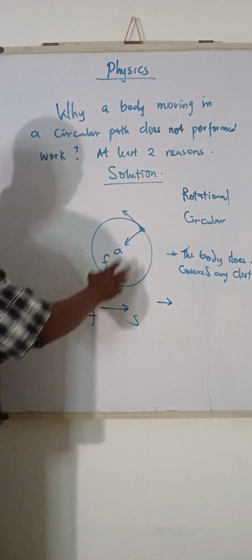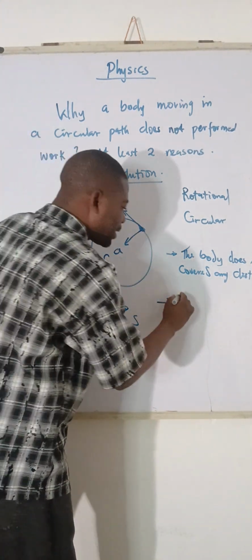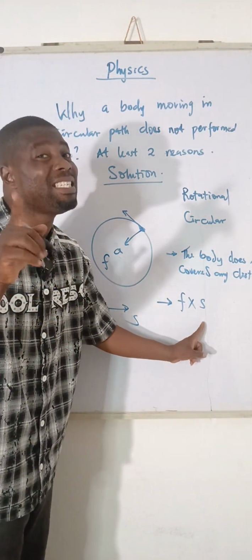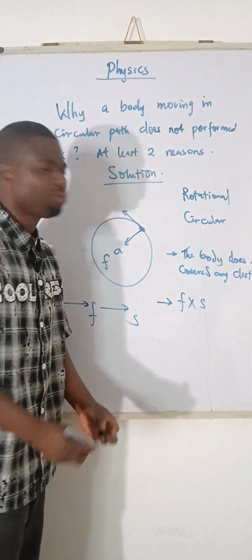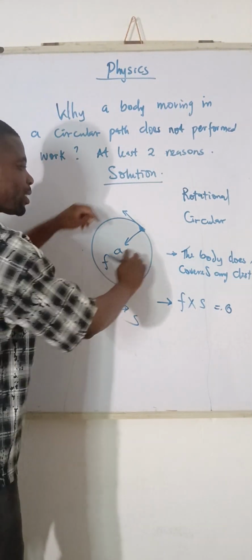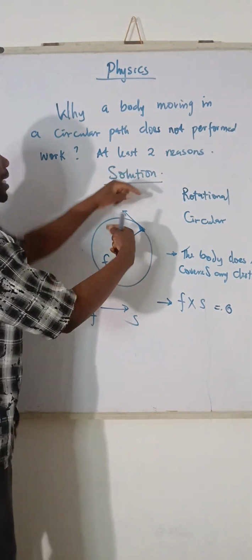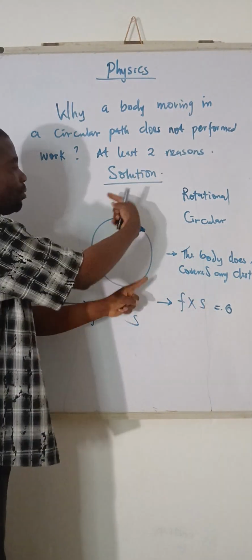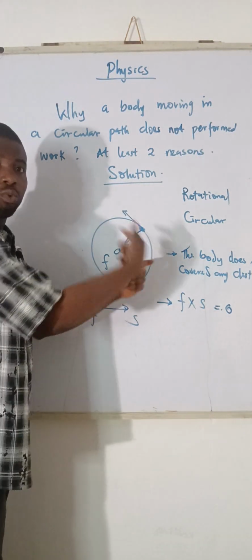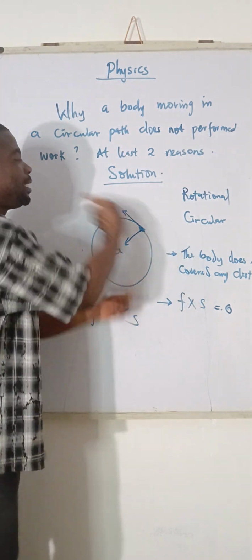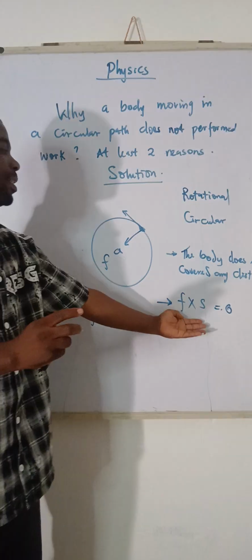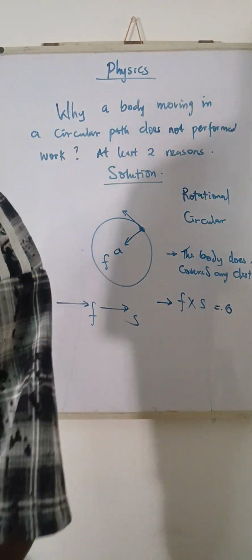I hope you understand. So, remember, work done is force times parallel distance. This is not perpendicular. Take note of that. Because of this, the work here is equal to zero. Why? Because the direction of the force is perpendicular to the direction of the body's motion, and the direction of the force should be in the same direction as the direction of the body. Do you understand that? So the first reason is this, and the second reason is this. They move in a perpendicular distance. Thank you very much.